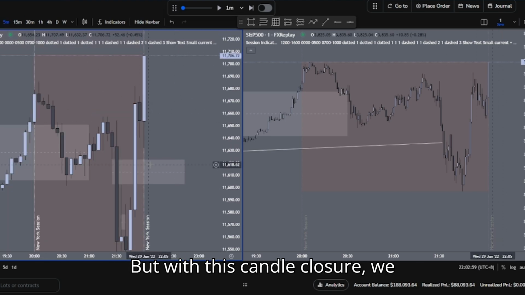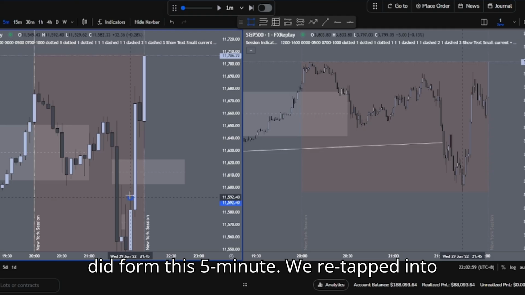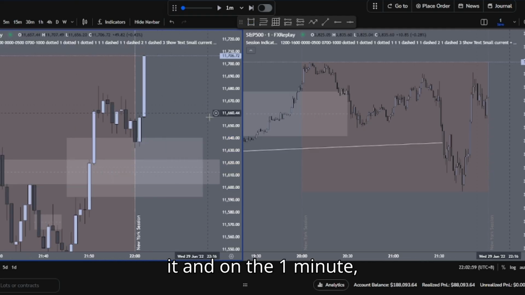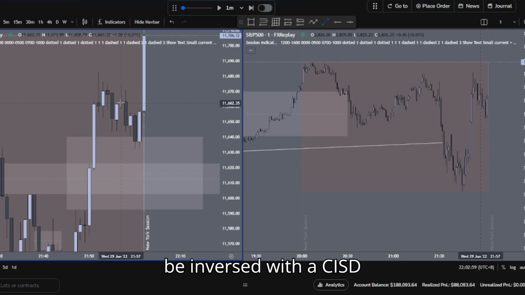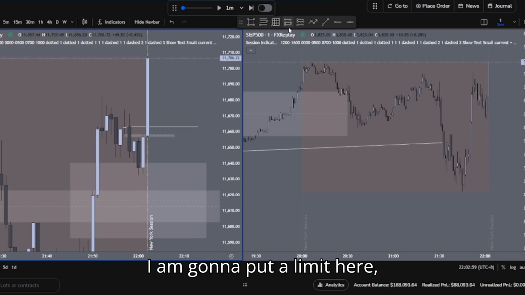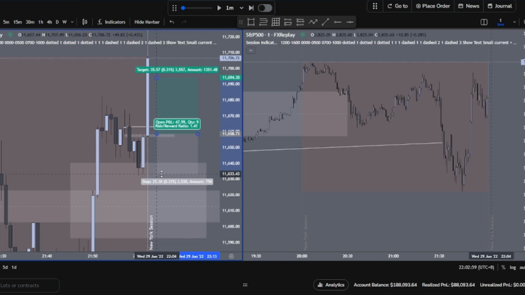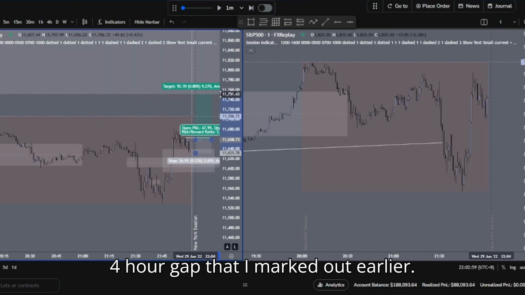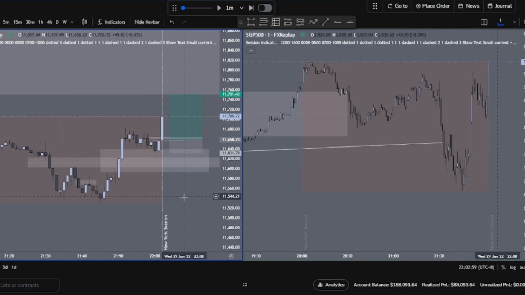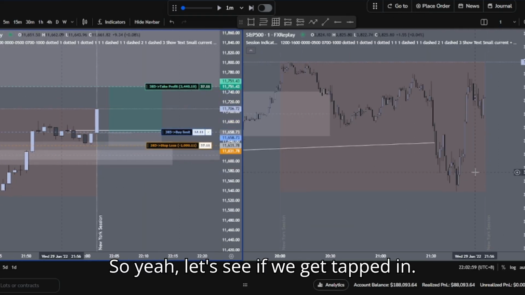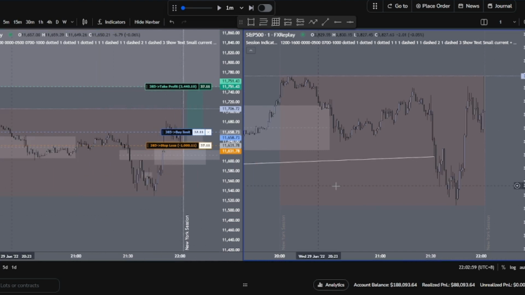But with this candle closure, we did form this 5-minute. We retapped into it, and on the 1-minute, we inversed with a CISD. Inverse this gap. I am gonna put a limit here. Stops here, and I'll target the 4-hour gap that I marked out earlier. So yeah, let's see if we get tapped in.